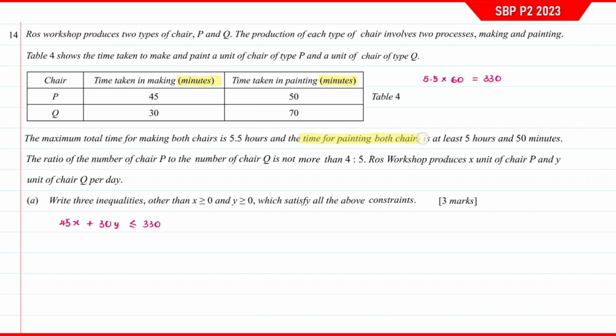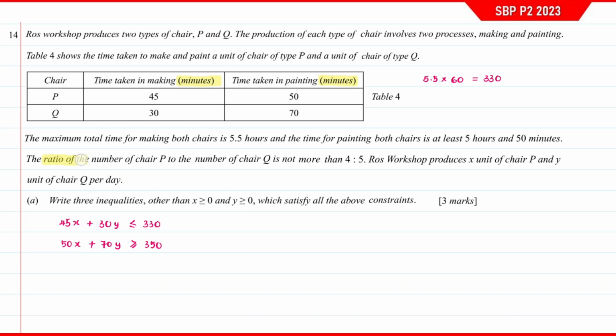Based on this information, we're going to get the second inequality. Again, we're going to change this 5 hours and 50 minutes into minutes, which is 350 minutes. Here, the keyword will be "at least", which is greater than or equal to. So now refer to the time of painting. The second inequality will be 50x plus 70y greater than or equal to 350.